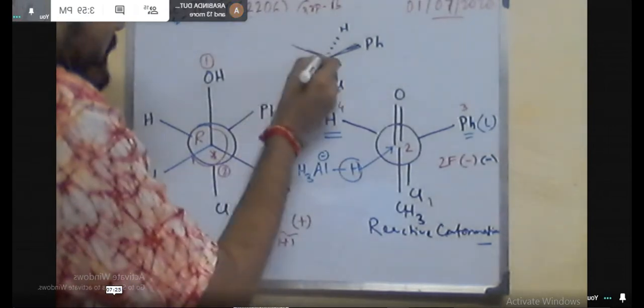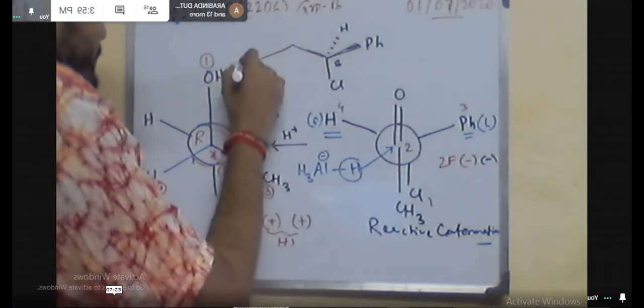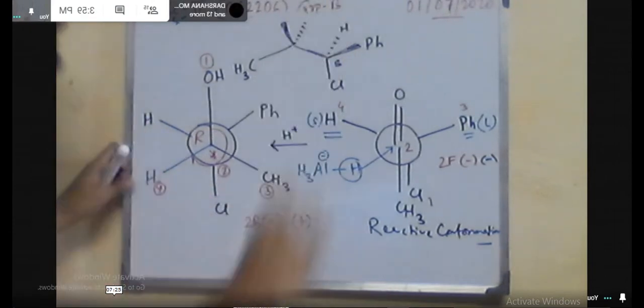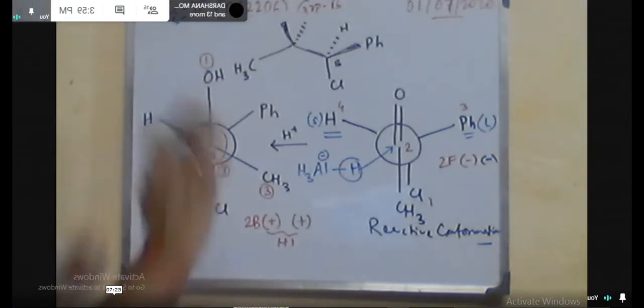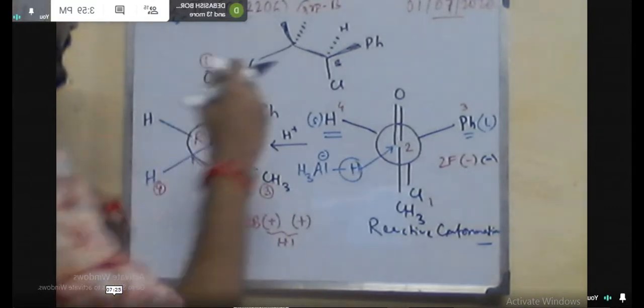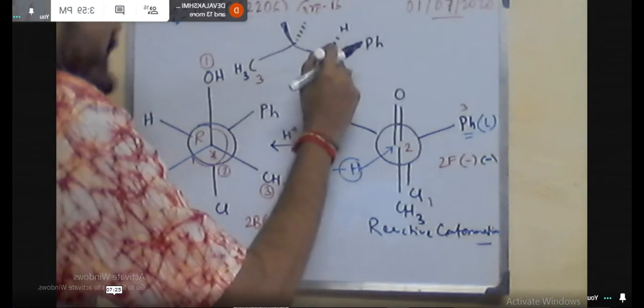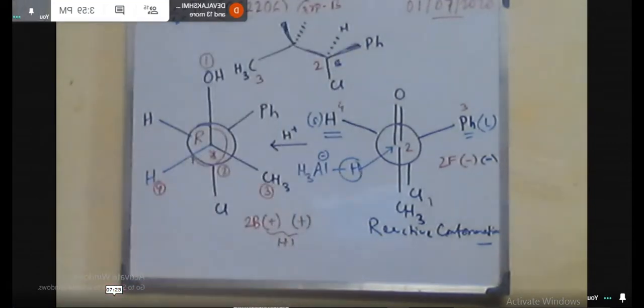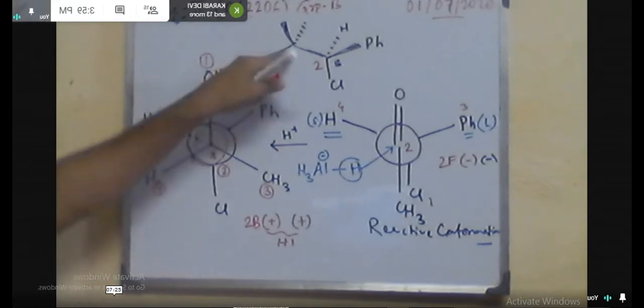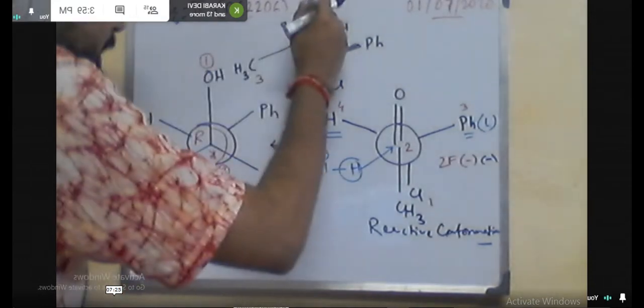So this is by using the Cram's model, and here you can see in the previous case we have seen that the phenyl group and OH group are opposite to each other, or anti with each other. Because there is no influence of the electronegative effect. But here you can see this phenyl group and the bulky OH group both are on the same side. This is due to this electronegative factor.